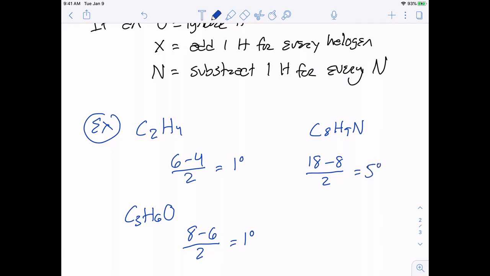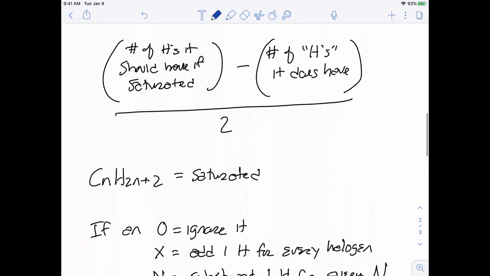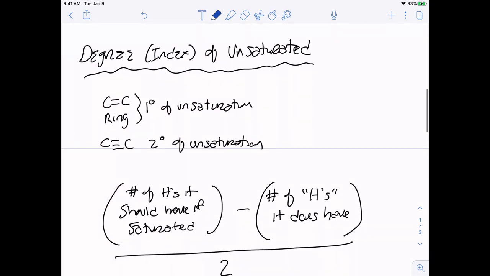So for this one, any of these combinations add up to 5. So I could have a ring and, I don't know, 4 double bonds. I could have 2 triple bonds and 1 double bond. Any combination that adds up to 5.